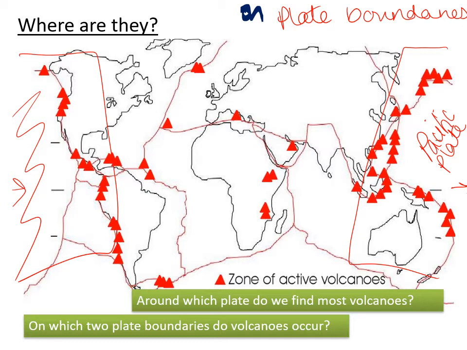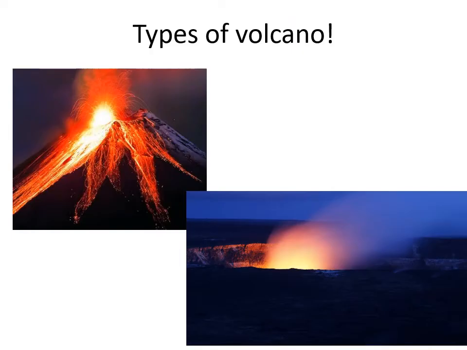And then our third question: on which two plate boundaries do volcanoes occur? The answer to this one is our destructive plate boundaries, where the plate is pushing down. Hopefully you learnt that last lesson. And it also happens at our constructive ones, where the plates pull apart and the magma is able to push up and form lava. So there are two types of volcano that we're going to look at today, and two different types of eruption.